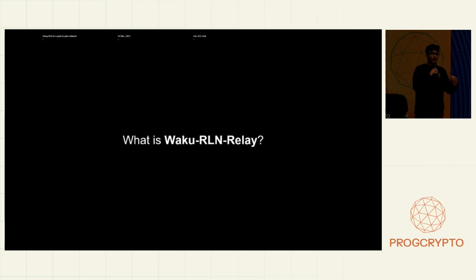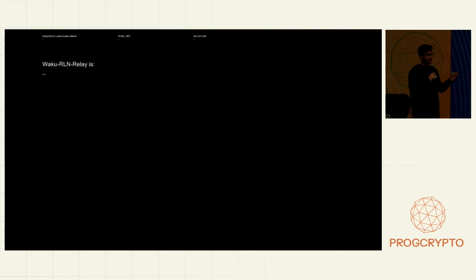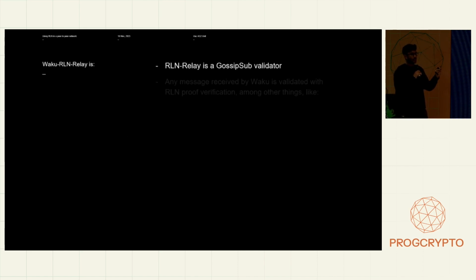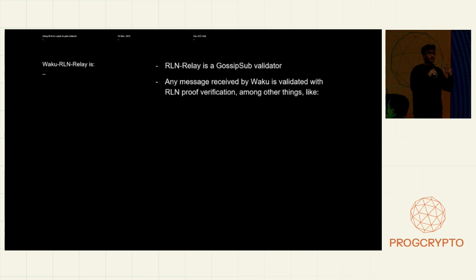So what is Waku RLN Relay? Since Waku is built upon libp2p, Waku RLN Relay is just a GossipSub validator, which takes in an RLN proof attached to a message. We also validate on a few other fields, which is your epoch. So if an epoch is more than 10 seconds old, then we just reject that message altogether.